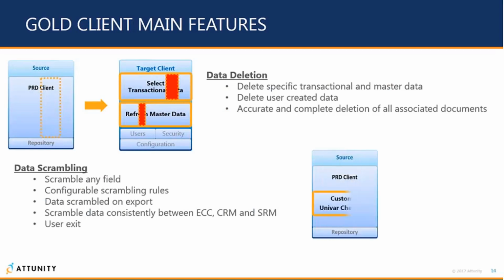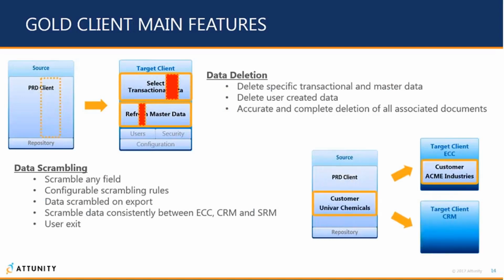The other thing that we can do is full data scrambling. Gold Client has the ability to scramble any field in SAP. The scrambling rules are fully configurable. It comes with out-the-box standard scrambling rules, which you can change or add to. We scramble the data on export, and because we do export once, import many, it doesn't matter where you import that file, the export file into, the data will always be scrambled in exactly the same way.